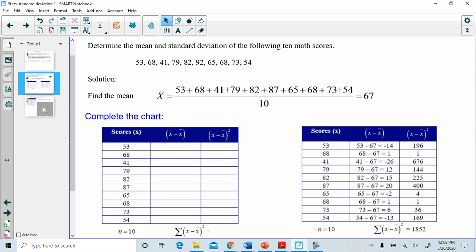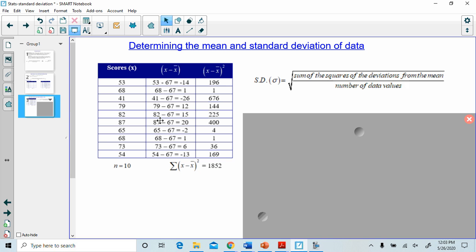So we need to go a step further. We're going to use this data and our equation for standard deviation, which you can see is symbolized by that symbol. So then we're going to take the sum of the squares of the deviations from the mean. That's the 1,852. This is the sum, so all of these are added up, of the deviations. The deviations came from here, from the mean. So 53 minus 67, that meant that this score was 14 away towards the negative side from the 67, which was the mean.